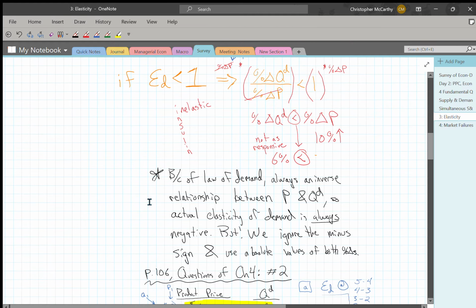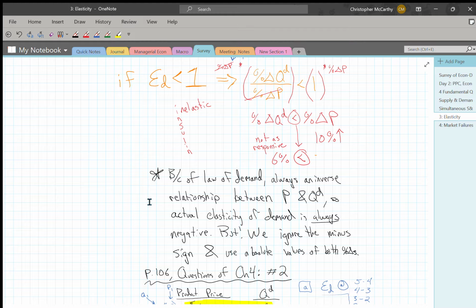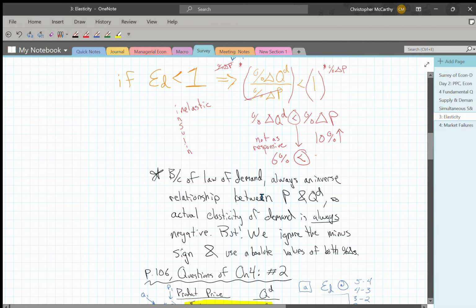So again, because of the law of demand, this is always, always, always going to be a negative value. So we ignore the minus sign, we take the absolute value of it so that we can discuss it in ways that make sense. Because it just doesn't make sense to talk about a -2 elasticity and how that's greater than a 0.5 elasticity or something like that, because obviously it's less than if we're talking about the number line. So we always use the absolute value. When it's an elasticity of demand, we just know that there's an inverse relationship between the price and the quantity.